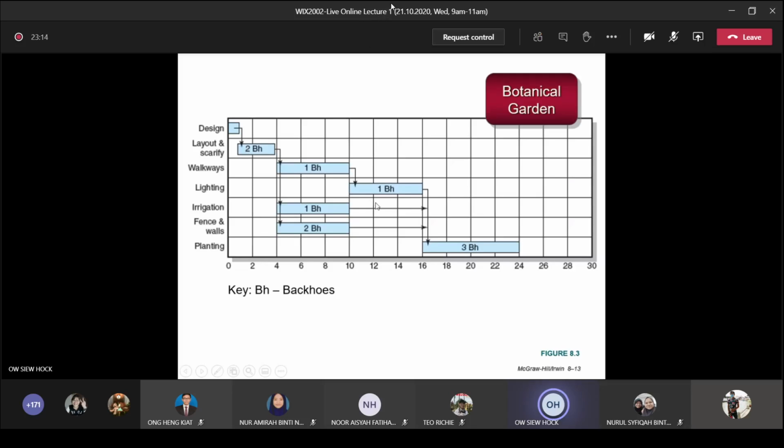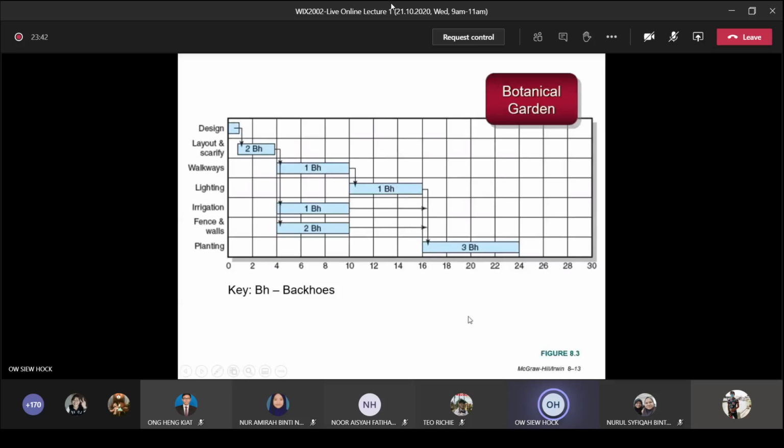Okay, you can see this line here, it shows the slack. And this 2BH means the backhoes you require for that particular activity. In this case, layout clearing needs 2 backhoes, and then walkways need 1. At the same time, parallel with that, irrigation needs 1 and fence and wall needs 2. Followed by the lighting, you need 1 backhoe. And lastly, the planting, you need 3 backhoes.